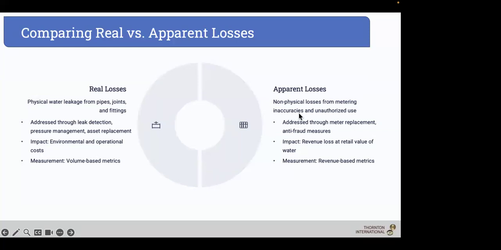We do have other indicators. I also always recommend that the group is working with the indicators. Alan White is here with us, and we'll probably have great webinars about this. And apparent losses are the non-physical losses from metering inaccuracies and unauthorized usage. And the impact is on the retail value, the revenue loss at the retail value of water, and measured with revenue-based metrics.